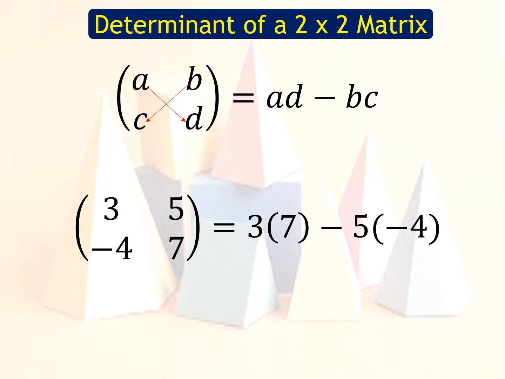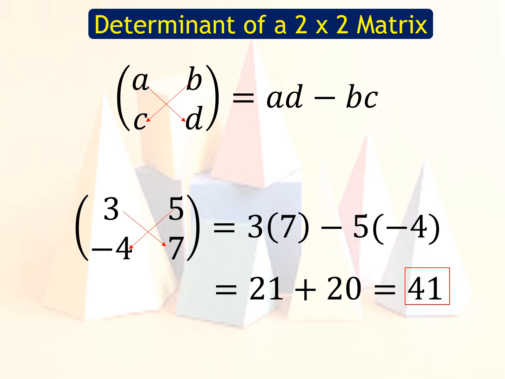So let us have an example. Let us determine the determinant of 3, 5, negative 4, 7. So this is a 2 by 2 matrix, so we shall follow the pattern. The first thing we need to do here is to multiply 3 times 7 and then 5 times negative 4. So don't forget the minus: minus 5 times negative 4. So 3 times 7 is 21 and negative 5 times negative 4 is 20. So 21 plus 20 equals 41.